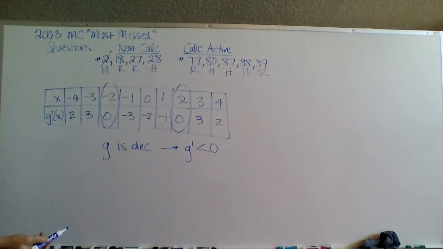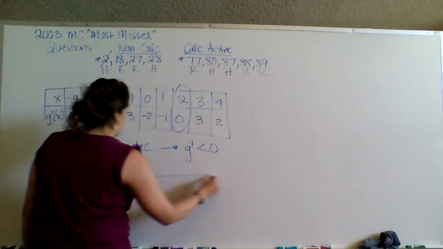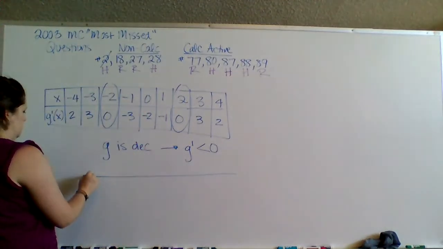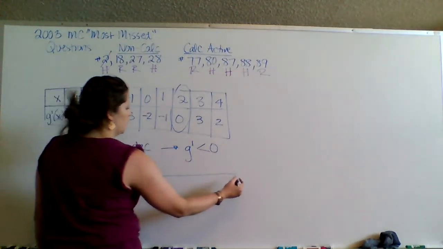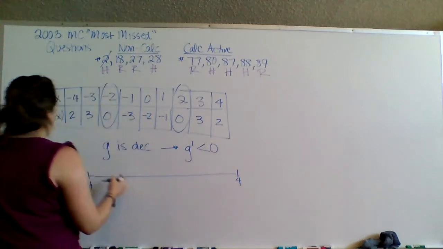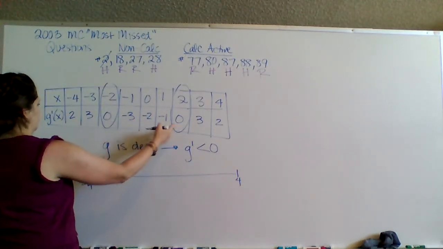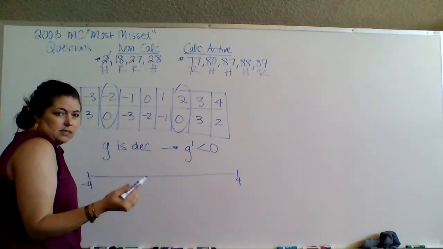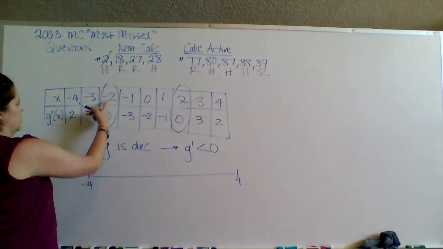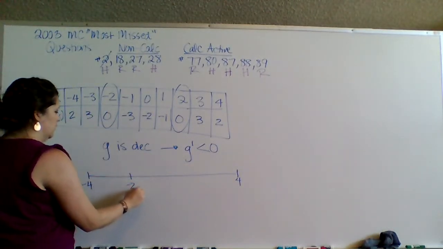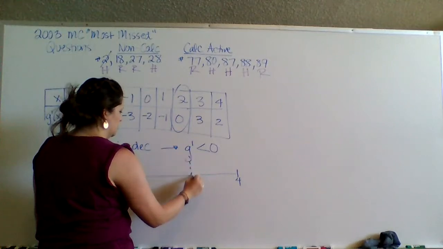So, I have information about G prime. Maybe I even put it on a sign analysis chart. This sign analysis would go from -4 to +4. And it looks like the critical points, that's what we mark, right? Critical points, since it's continuous, would be at -2 and +2. That's where G prime equals 0.